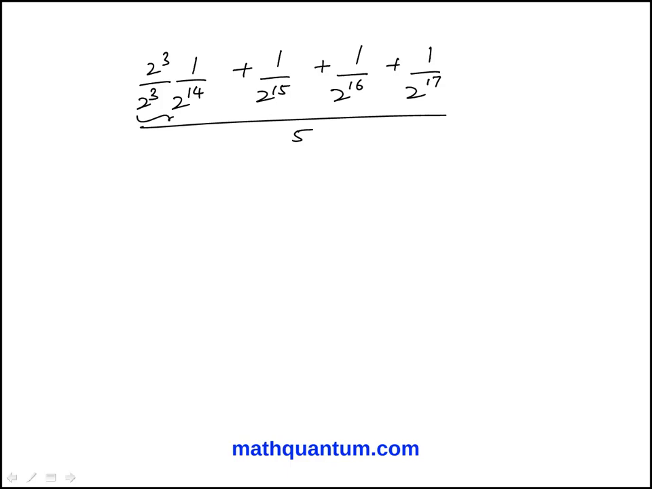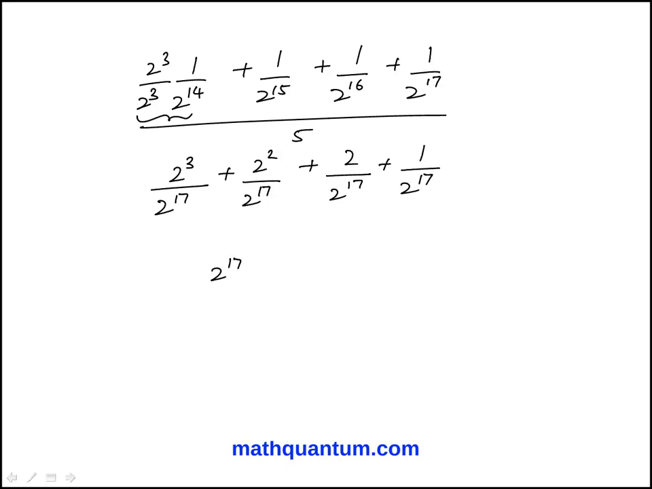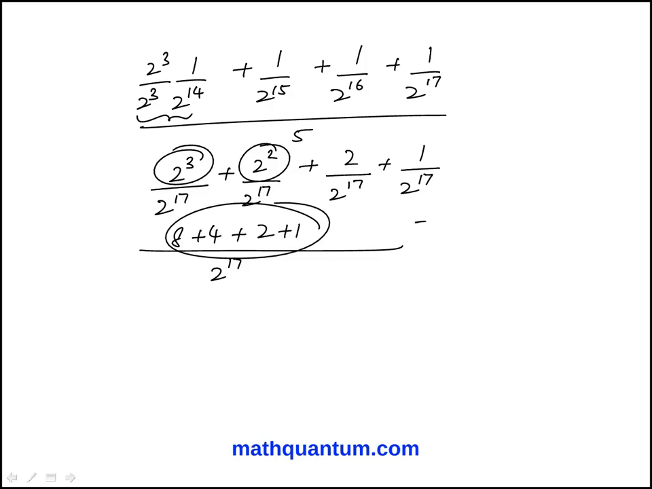The reason is I'm going to make this 2 to the 17. And the second term, I'm going to multiply it by 2 squared. Again, I get a denominator of 2 to the 17. And then 2 over 2 to the 17. This is just 1. And then now we have the same denominator. We can add the numerators, which is 8 plus 4 plus 2 plus 1, which is 15.